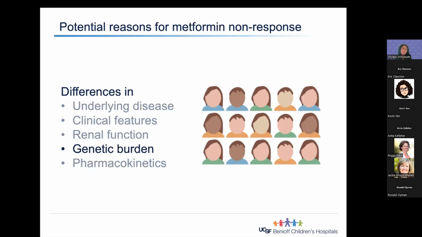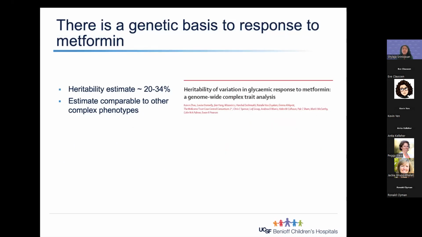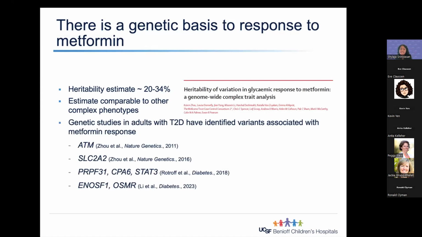Moving on to the next part, genetic burden. There is a genetic basis to response to metformin. Studies have estimated that the heritability estimate for metformin response is about 20 to 30%, and this is an estimate comparable to other complex phenotypes. Indeed, studies in adults have identified genetic variants that are associated with metformin response. The first variant that was identified to be associated with metformin response was ATM.